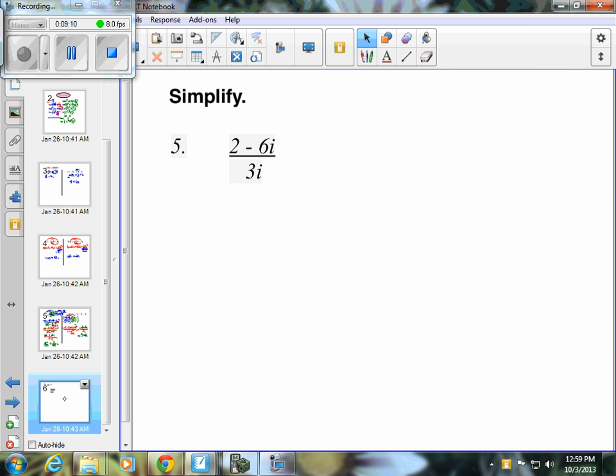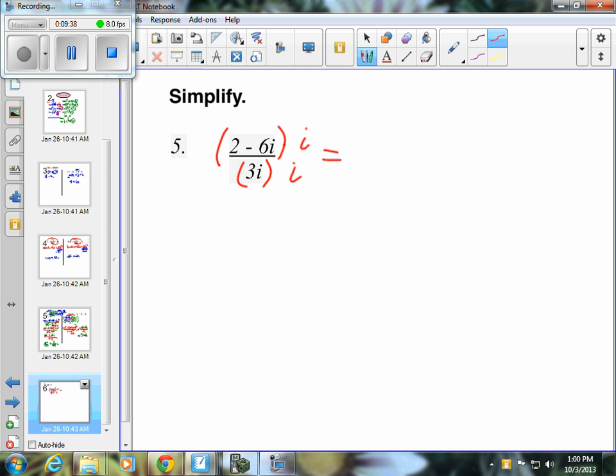Okay, our last division one. This one doesn't have a binomial in the bottom. It just has an i. We still don't want it there, right? We still want to have something with whole numbers, but this is like having a radical in the bottom. Like if you had something like 2 over square root of 5. If you wanted to rationalize, you'd multiply top and bottom by square root of 5, right, to get rid of that radical. Well, this is the same thing. We're going to multiply top and bottom by the radical part, which is the i. So we're going to multiply top and bottom by i.